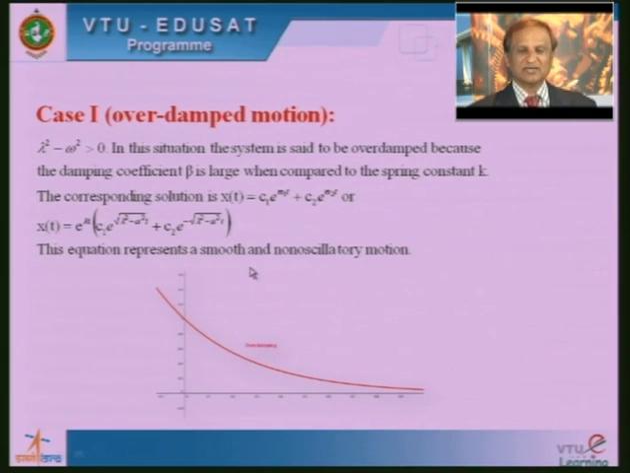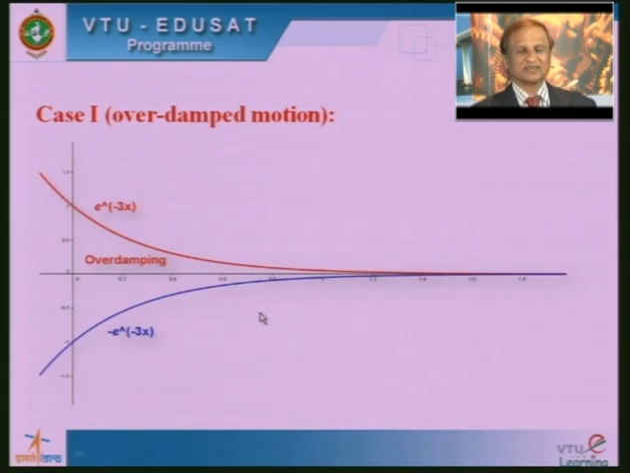The equation represents a smooth and non-oscillatory motion. Suppose the roots are real and different, then you will get a smooth curve like this. So we call it a non-oscillatory motion. You may get a smooth curve like this, or a similar type of curve. For example, if you take this position as the equilibrium position, you may get a curve like this.